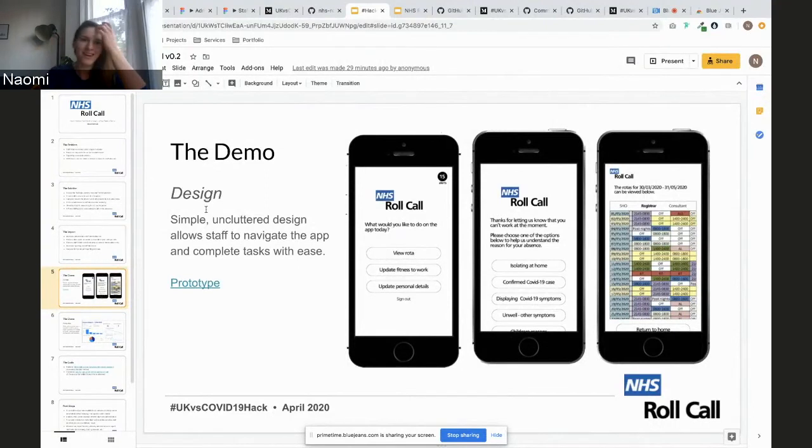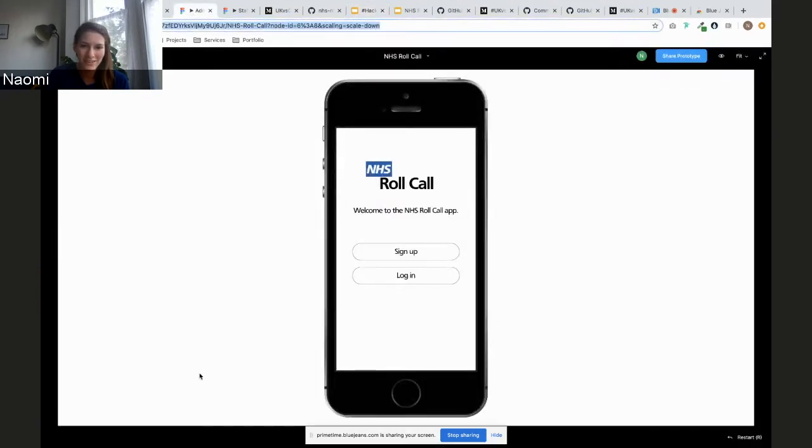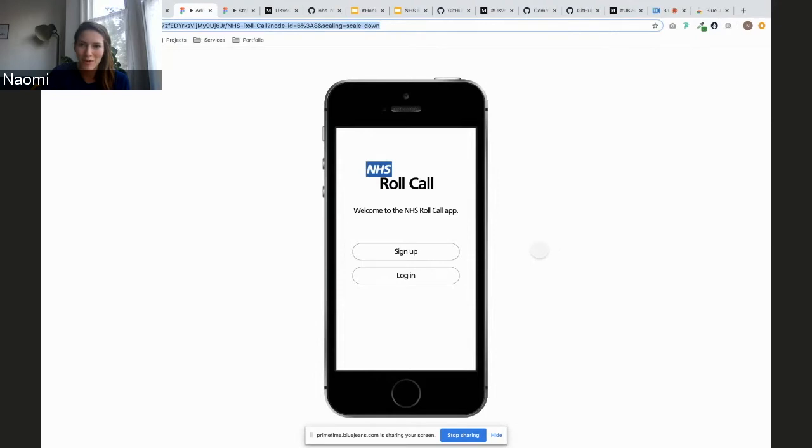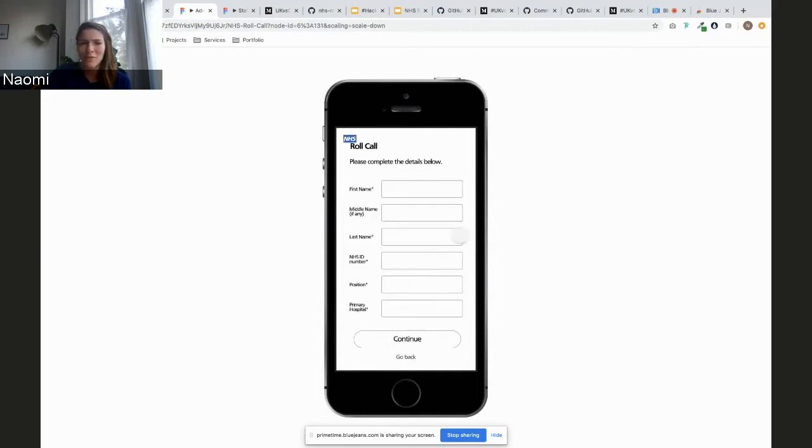So I have a demo or a UX prototype of the app here. So hopefully everyone can still see this. But so you'd be able to sign up to the app. We'd collect really just the necessary information, so it's all really quick and easy to do.